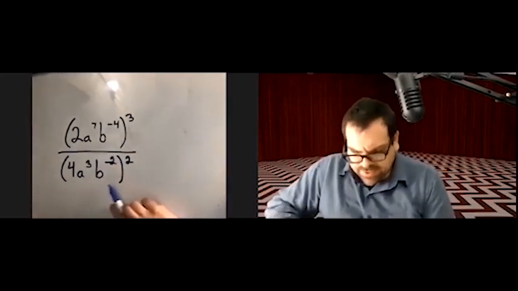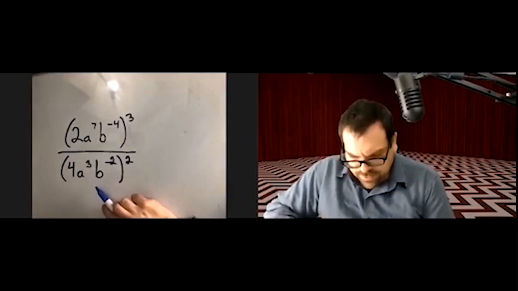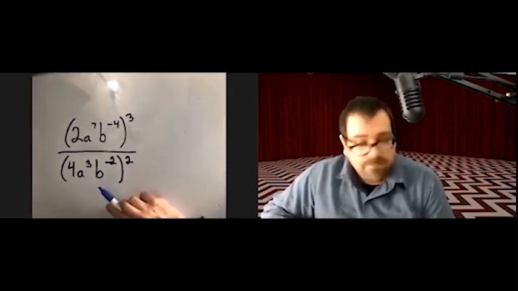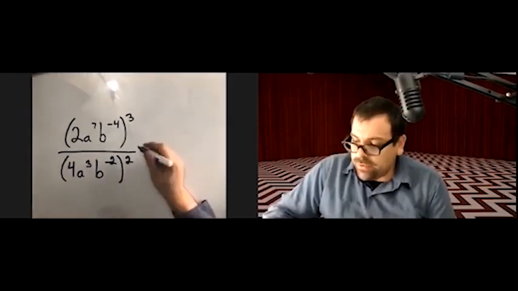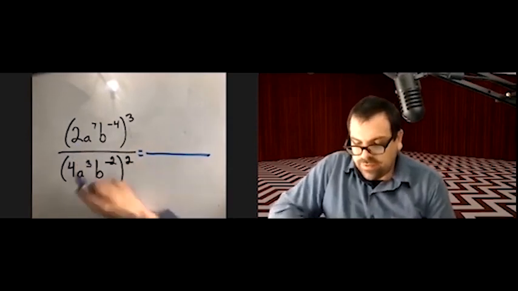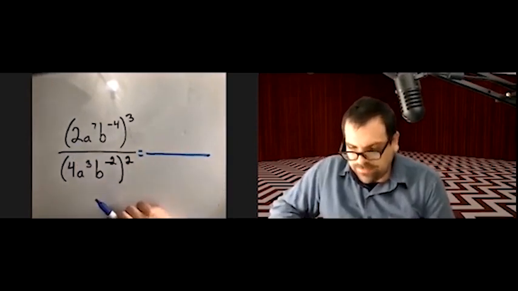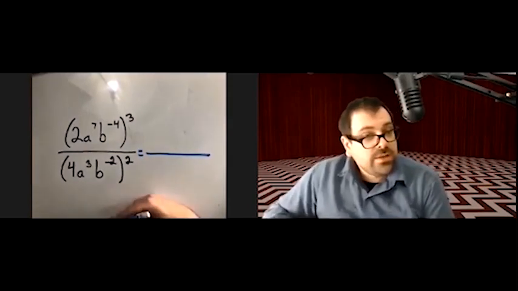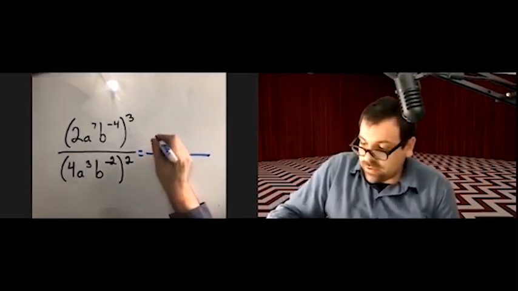Inside the parentheses, there is nothing I can do. I can't add or subtract the exponents because none of the bases are the same. But on both the top and the bottom, I do have a bunch of factors. I have a product, and it's raised to a power.